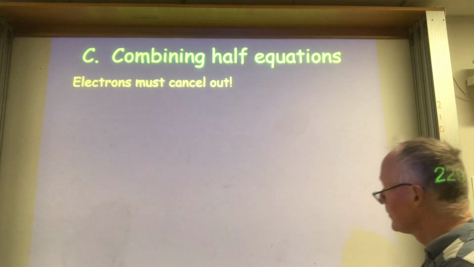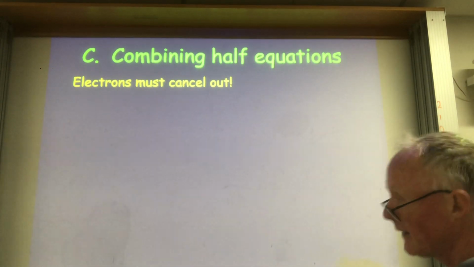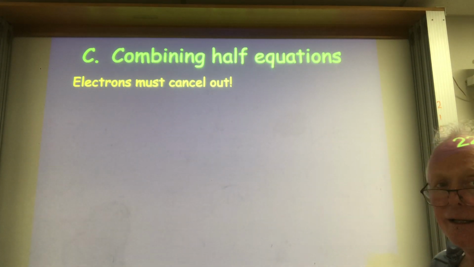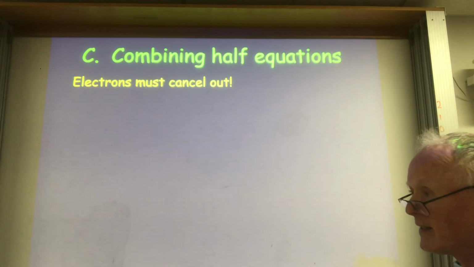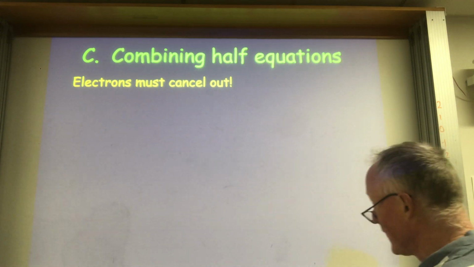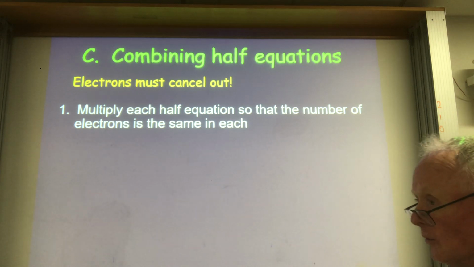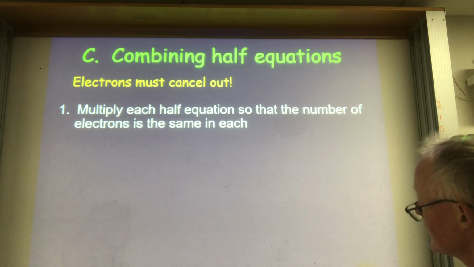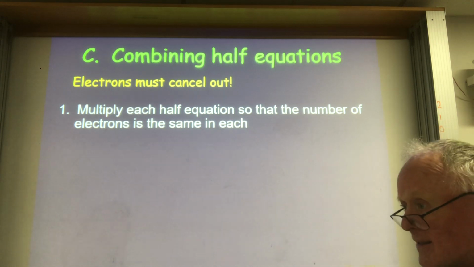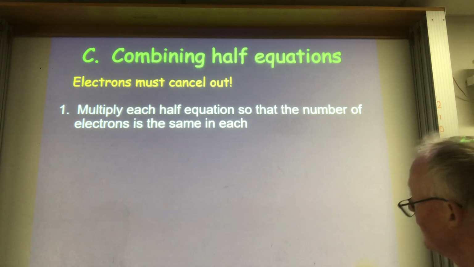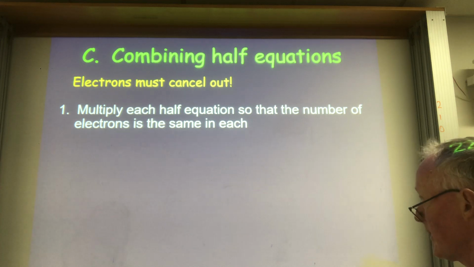Now, combining half equations. The rule is electrons have to cancel out. It's a bit like simultaneous equations solving algebraically. So, first of all, the electrons have to cancel out. That means when we add the two half equations together, we have to have the same electrons on each side of the equation, so they'll cancel out.